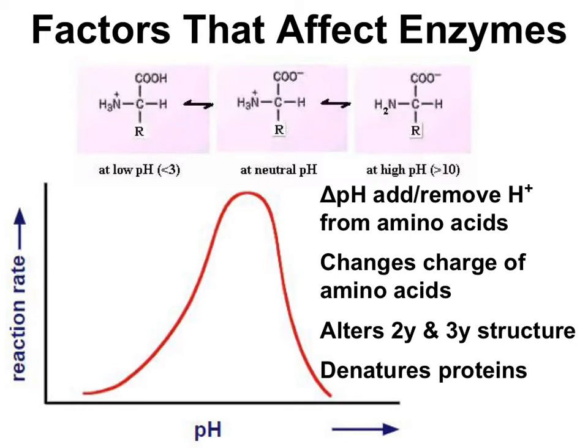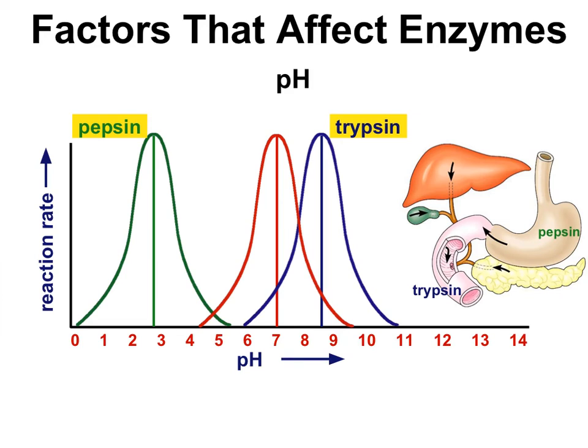And then this change in folding is denaturation that can lead to a change in structure that decreases the reaction rate because substrates will no longer fit in the active site of the enzyme. What's cool about enzymes and pHs is that different enzymes have a different optimum pH.